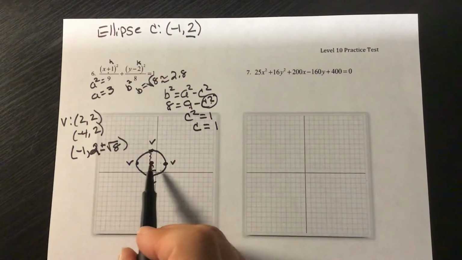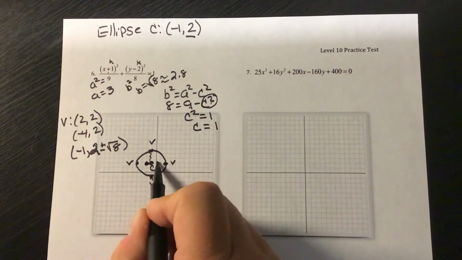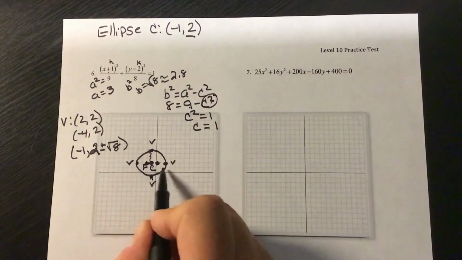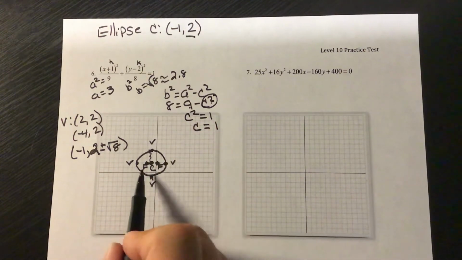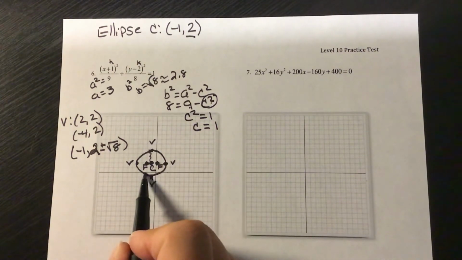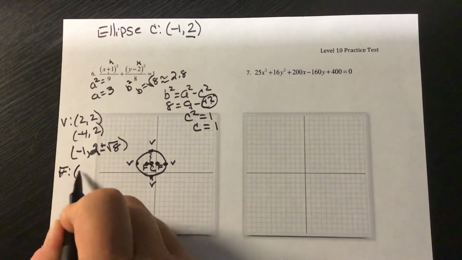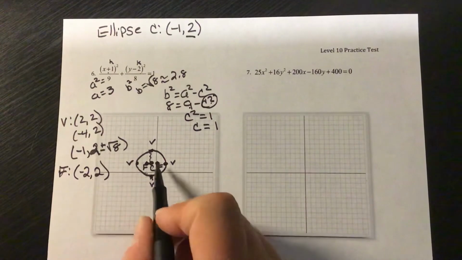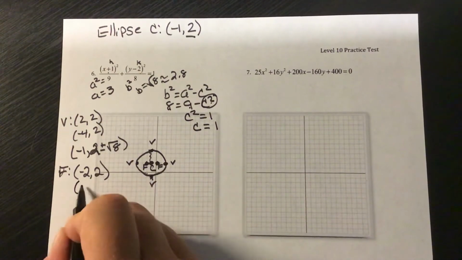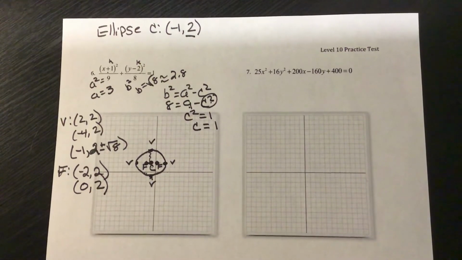So 1 unit away from the center are going to be my focus points. And if I label these, this is going to be -2, up 2. And this one is going to be over 0 up 2. Okay, so that's all we need on that one.